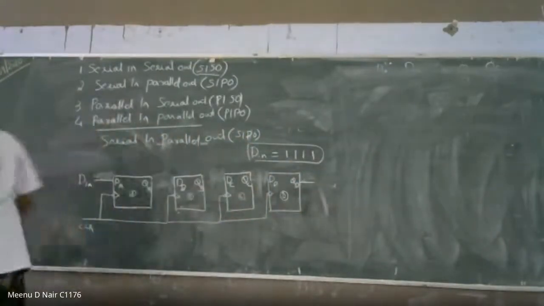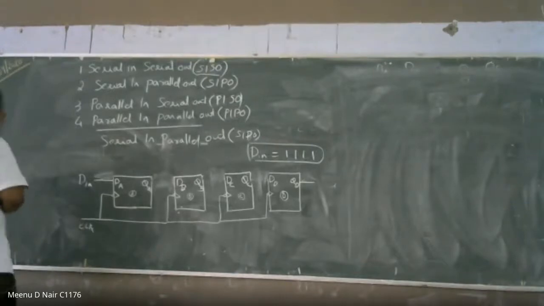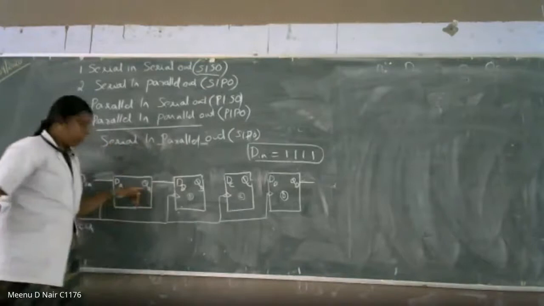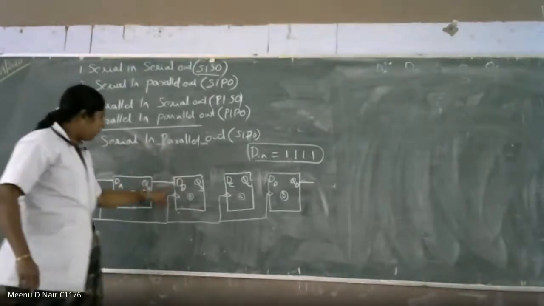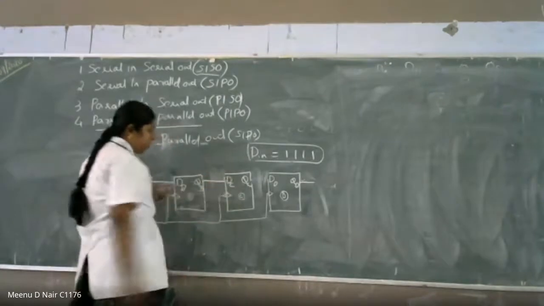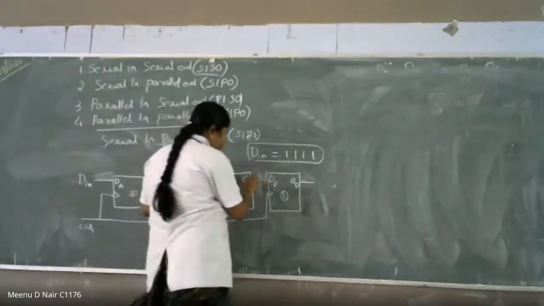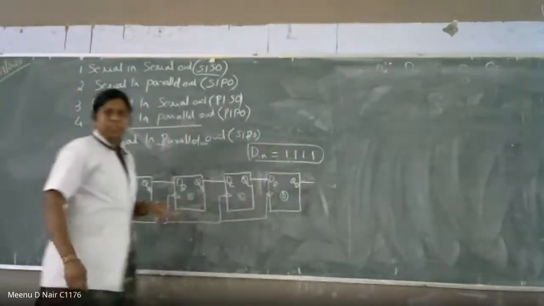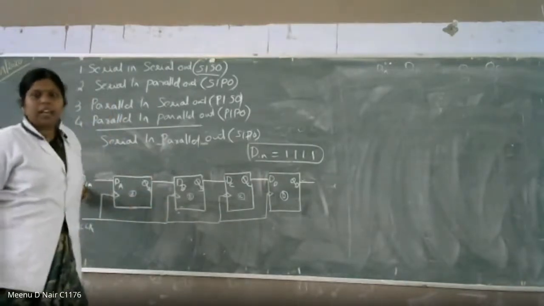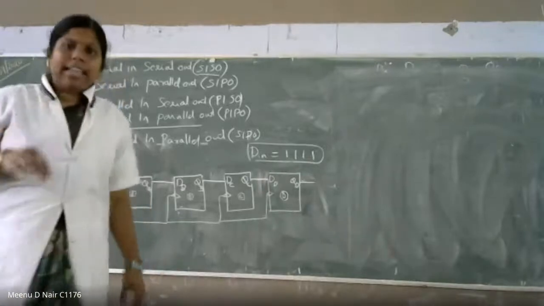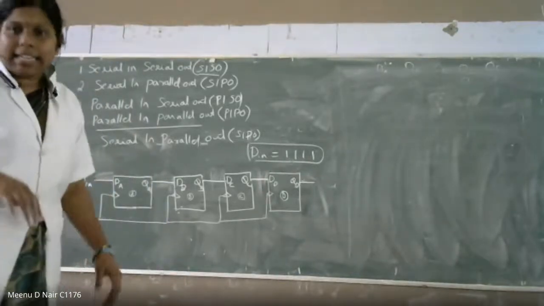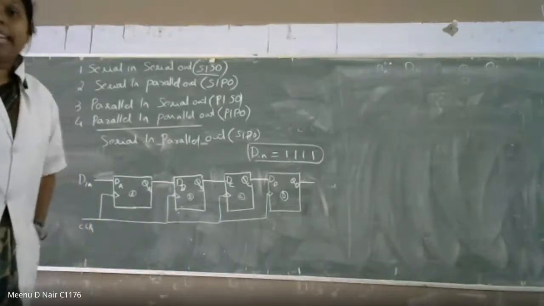So the circuit diagram will be the same. The only difference is you are connecting the output of QA to the input of DB, then the output of QB is connected to the input of DC, and the output of QC is connected to the input of DD. But this is your serial in. You are giving the data serially, but you are extracting the data as parallel.